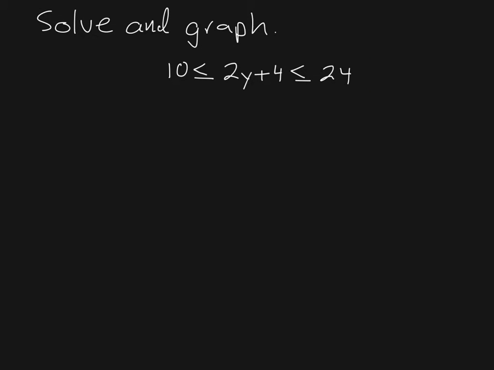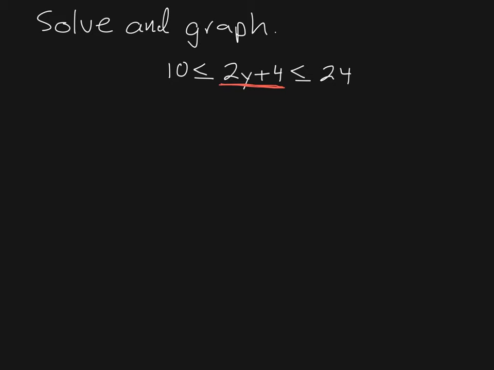With the and compound inequalities, we have to be very careful about how we read this. This says that 10 is less than or equal to 2y plus 4, which is less than or equal to 24. So this right here is the number, 2y plus 4, is the number that's greater than or equal to 10 and less than or equal to 24.